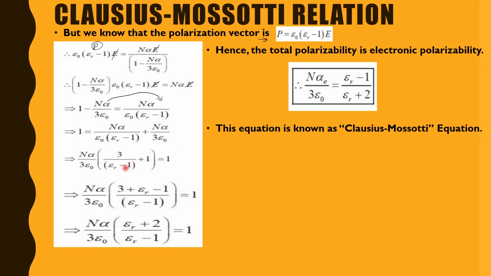Now we will take the LCM and do the solving portion. You will get epsilon r plus 2 by epsilon r minus 1. Now as we need to derive this formula, we will take this part to this side. So this one becomes the numerator and this one becomes the denominator. So we derive that n alpha by 3 epsilon naught is equal to epsilon r minus 1 by epsilon r plus 2. So this is the Clausius-Mossotti equation, and like this you need to derive.